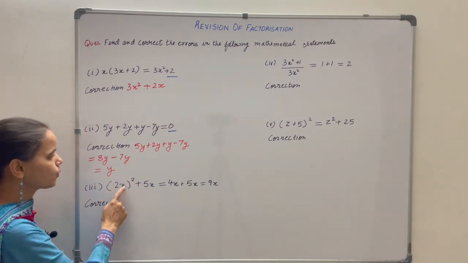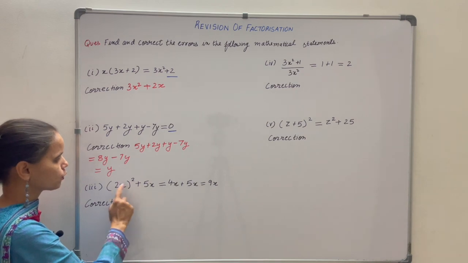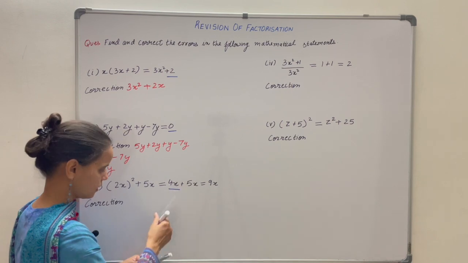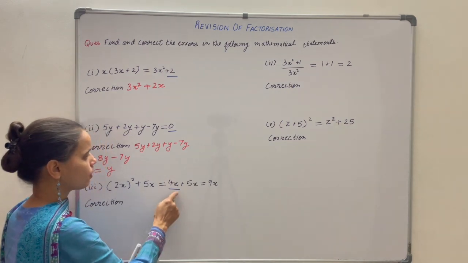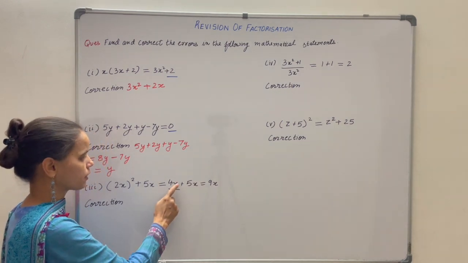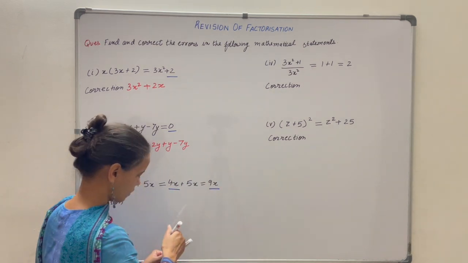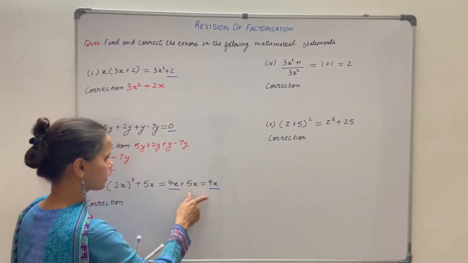Next question. This is 2x whole square plus 5x. So 2x whole square is 4x square. But here it is written as 4x. So when this is wrong, then this is also wrong because this is 4x square. You cannot further add it up. So this is also wrong. So these two are wrong. So now let us correct it.